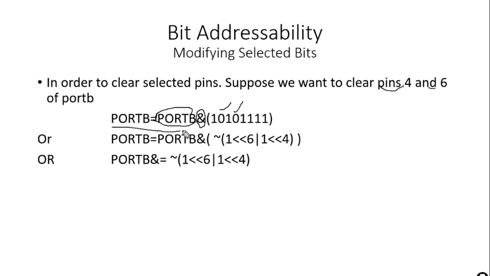And furthermore, you can see that's the beauty of C language as compared to assembly. In a single expression, we are reading port B, then modifying it and writing it back. So all three operations are performed in a single expression. We can write the three operations in a single statement.